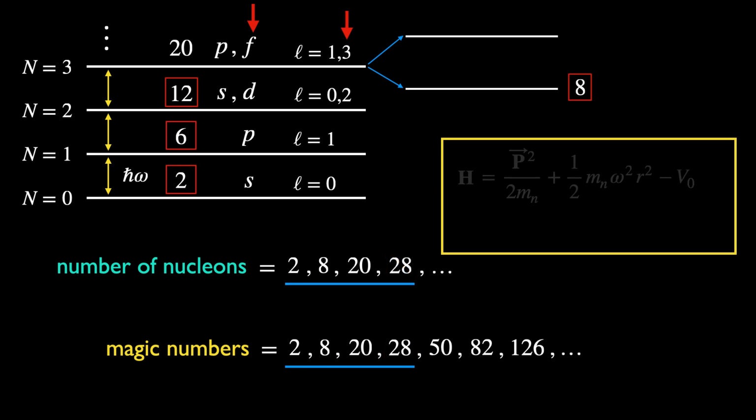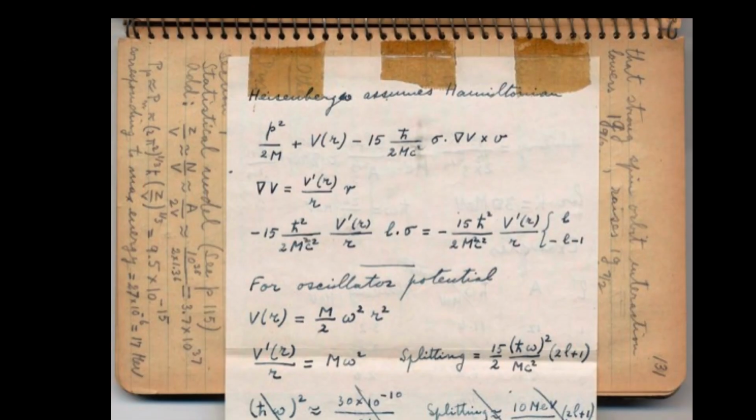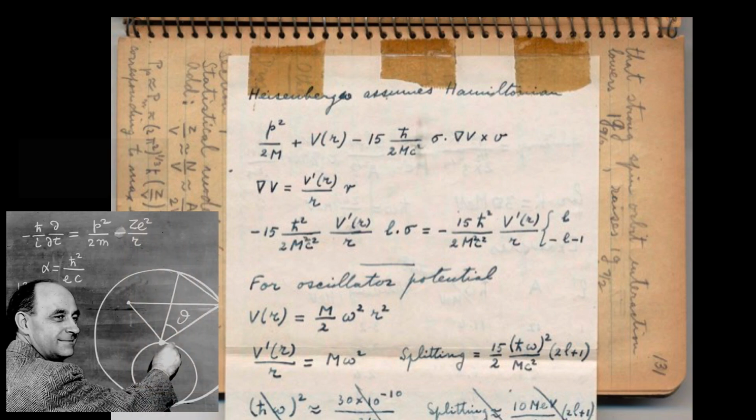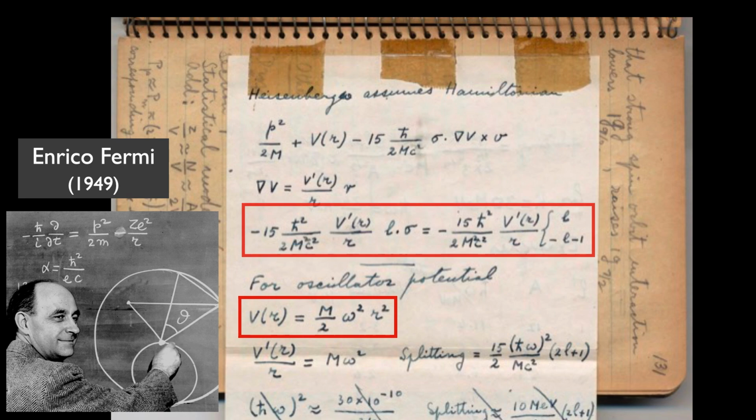So the harmonic oscillator potential, modified by the spin orbital coupling, gives a compelling description of the magic numbers of nuclear stability. For inspiration, here's a page from the course notes on nuclear physics from 1949 by Enrico Fermi. The digitized version of these notes are available for download on the website of the University of Chicago. The link is in the description.